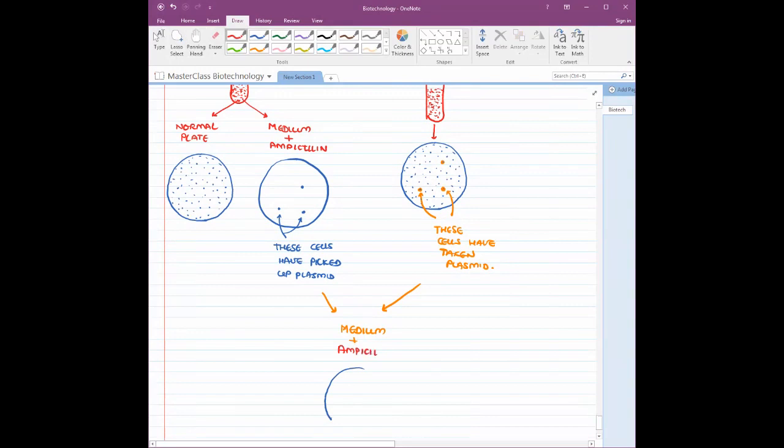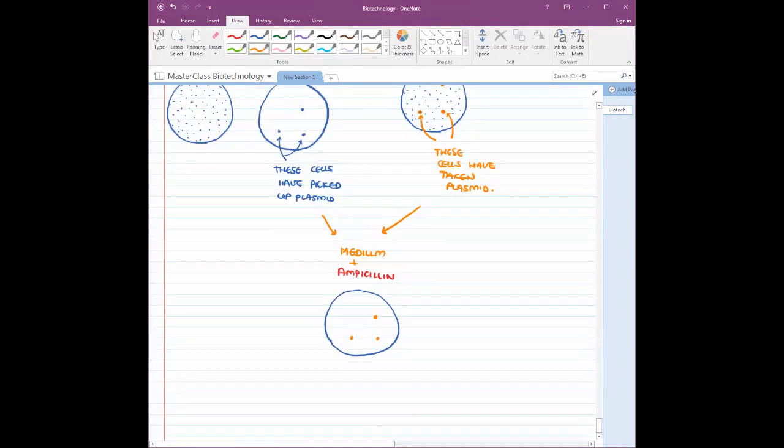Now when you plate this, guys, what are you going to see? You are going to see that only three of them are going to grow out over here like this. So see, these. And now, can I say for sure that yes, this is the E. coli which has taken up the plasmid of interest?